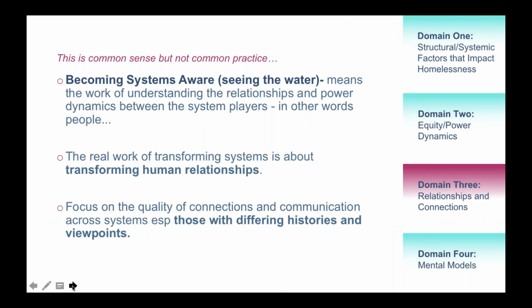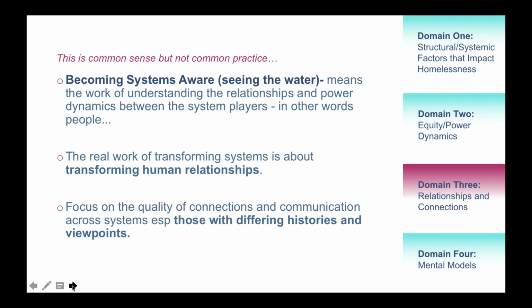Domain 3 will perhaps have the biggest impact at the level of deliberated collaborations in systems planning. So that's at your planning tables, working with different levels of government and engaging unlikely stakeholder groups. Becoming system aware, or seeing the water, means the work of understanding the relationships and power dynamics between the system players. But just knowing and understanding without really addressing the human connection misses that vital element in our work. Our systems are made up of people.